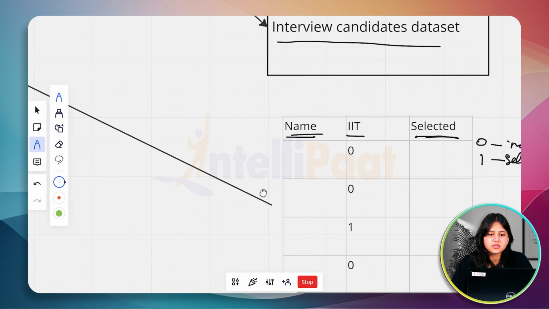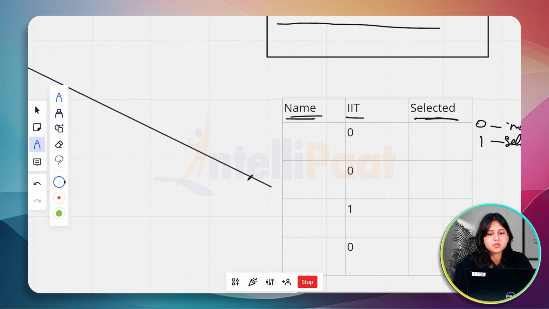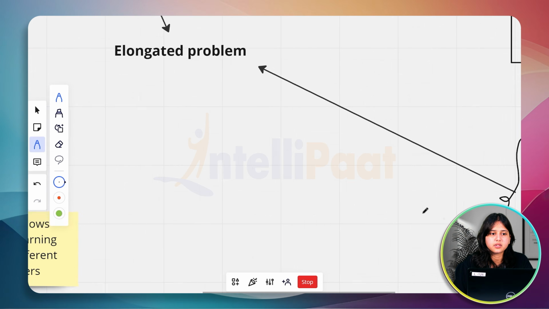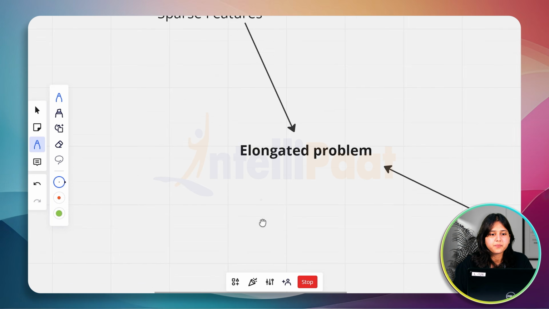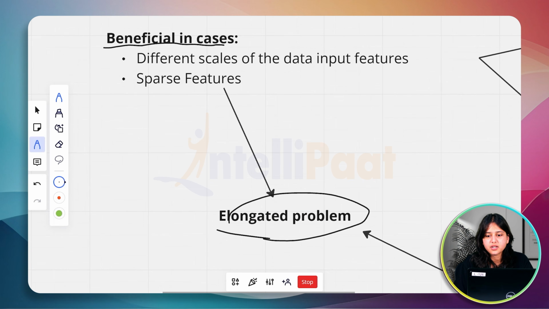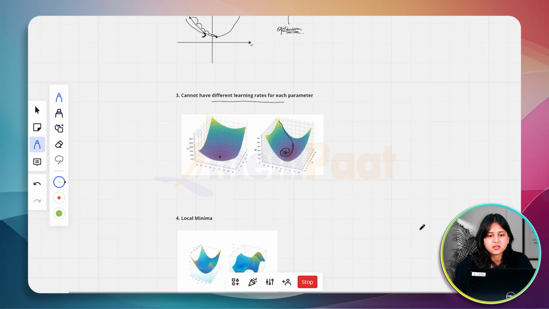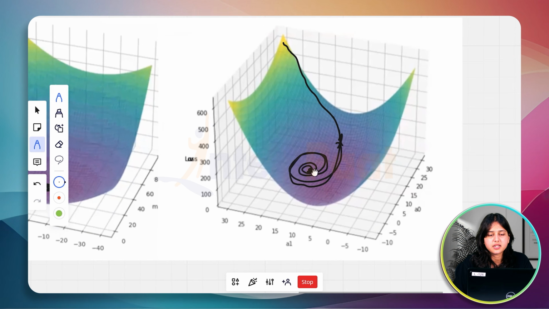Now, since we know that IIT passed outs are comparatively going to be very less compared to the private institutes passed out, we can consider that this feature is going to be sparse. That is, it is going to have more zeros compared to the ones. You can see out of 4, we have 1. One data point that has 1 over here. So in case of sparse features, we usually come across a problem which is known as the elongated problem, which we have already seen in the graph above, where we discussed the extra oscillations of our SGD with momentum.